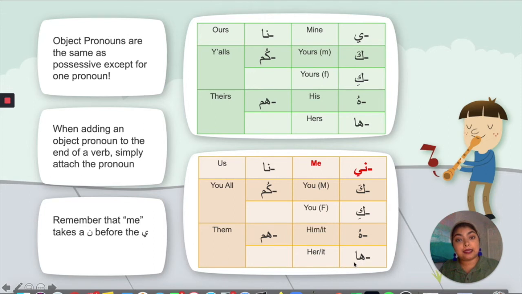So what we do instead is we use the pronoun for him or her, for huwa or hiya, and we just base it on the gender of the object we're talking about. So if I want to say I'm reading it, and it is a book, and I say kitab, it's masculine, so I would add hu at the end.